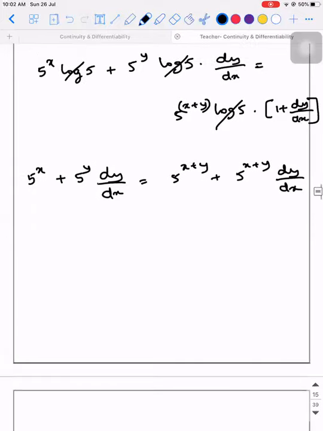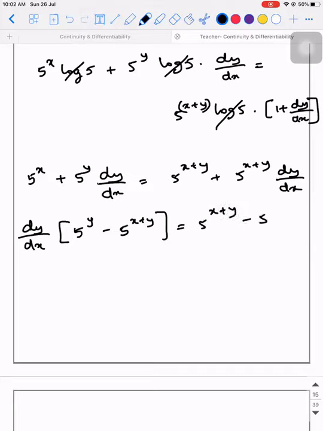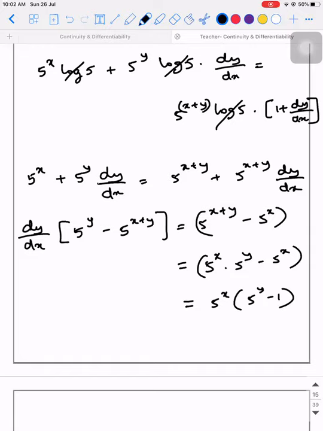Okay, you can collect all the dy by dx terms. So dy by dx into 5 power y minus 5 power x plus y is equal to 5 power x plus y minus 5 power x. So 5 power x plus y you can write as 5 power x into 5 power y, and you can take out that 5 power x common. So 5 power x into 5 power y minus 1. So dy by dx will into, here you can take 5 power y common, it will be 1 minus 5 power x.